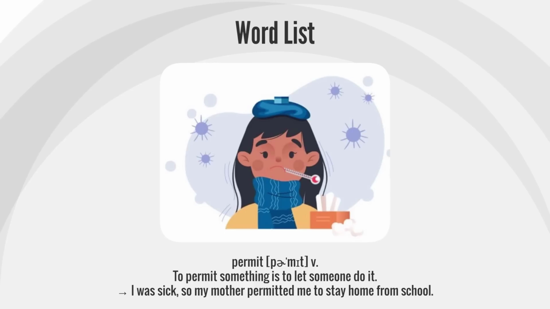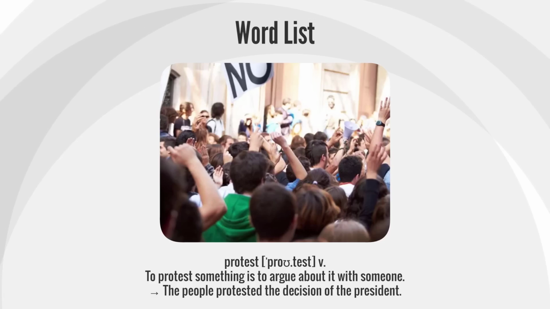Permit. To permit something is to let someone do it. I was sick, so my mother permitted me to stay home from school. Protest. To protest something is to argue about it with someone. The people protested the decision of the president.